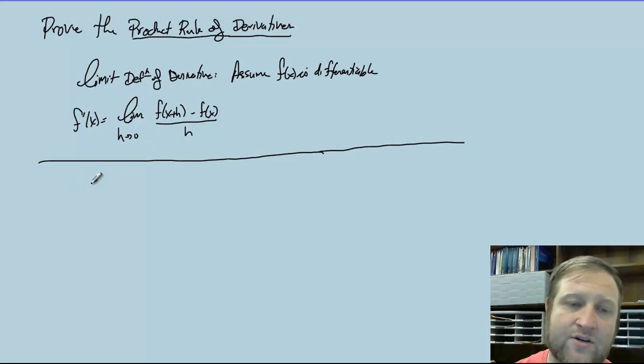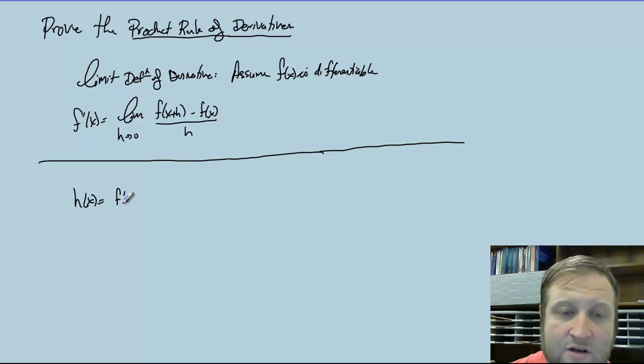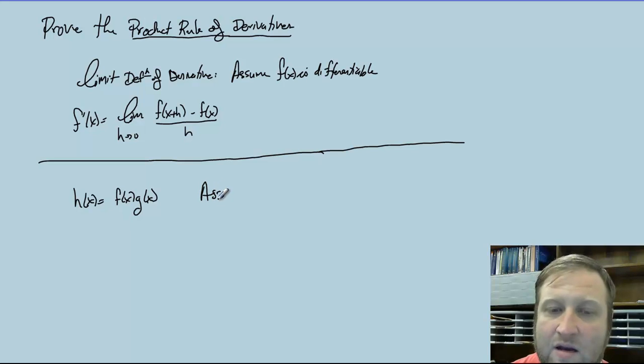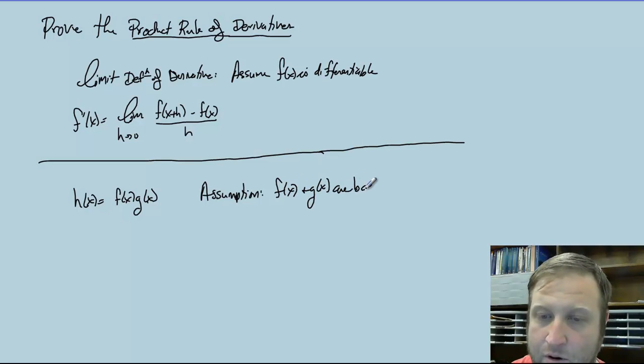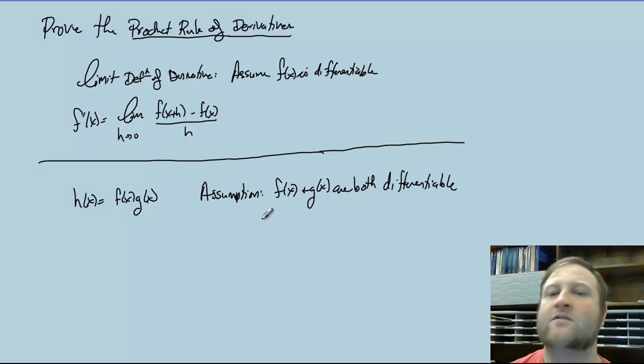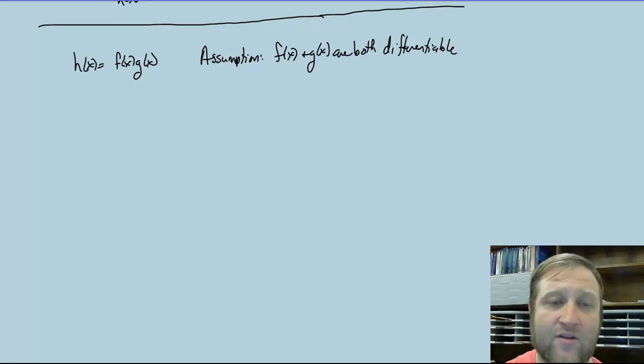So now, since we know the definition of a derivative using the limit rule, and you should have covered this in a prior lecture, let's assume h of x is composed of two functions, f of x times g of x. So we have two functions being multiplied together. We're going to have to make another assumption here, and that assumption is that f of x and g of x are both differentiable. In order for us to apply the derivative, we have to safely assume that f of x and g of x are both differentiable.